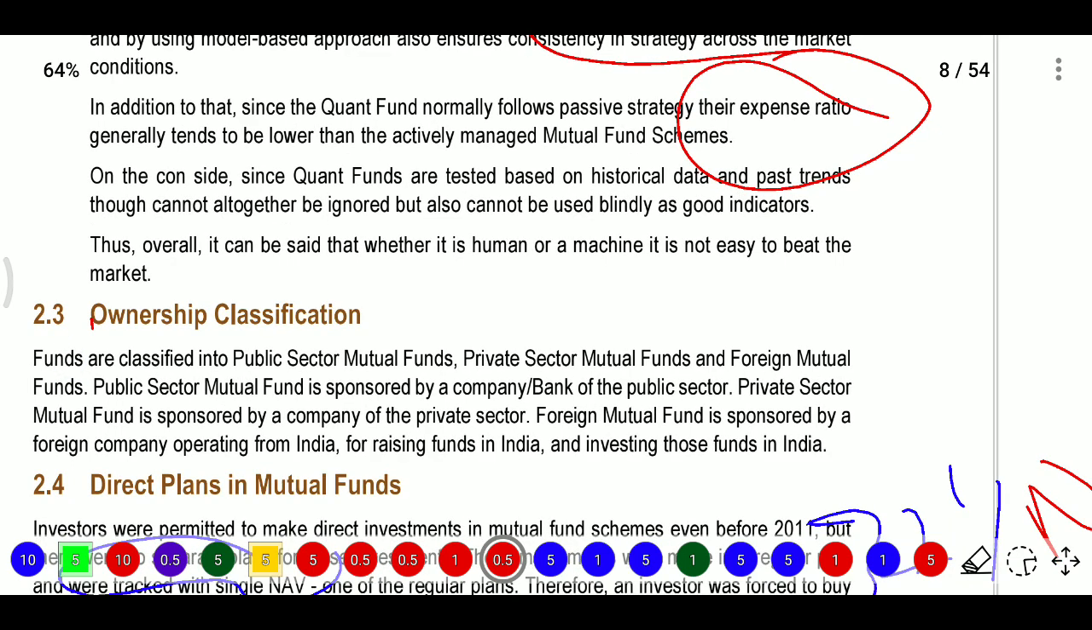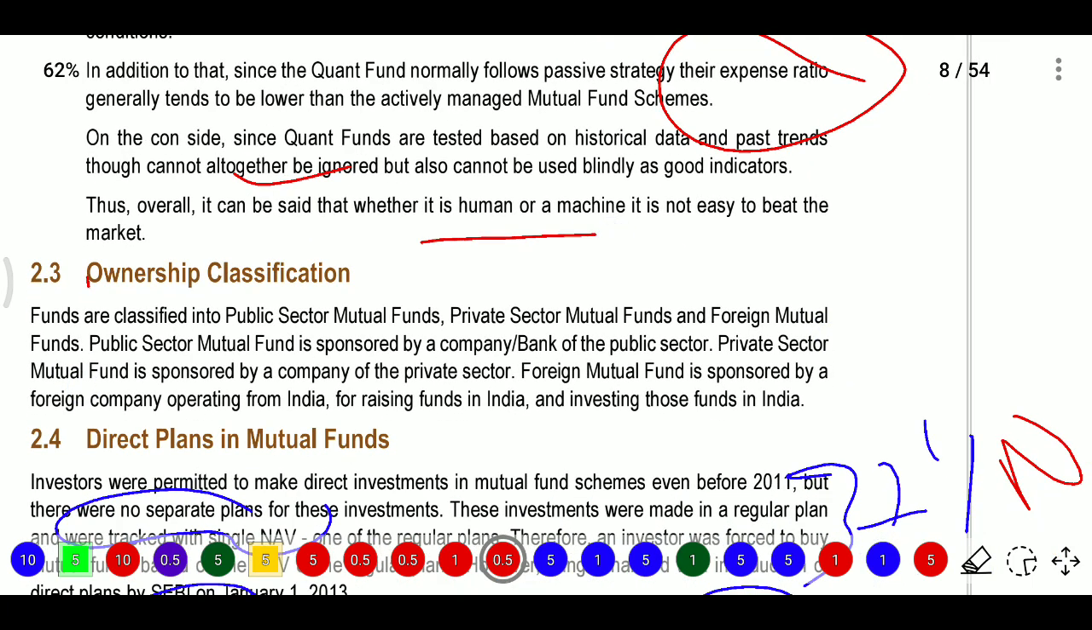On one side, since quanta funds are tested based on historical data and past trends, they cannot be altogether ignored, but also cannot be blindly trusted as a good indicator. It is not good to trust only that one. You need to have some idea, then only it will work properly. Overall it can be said that whether it is man or machine, it is not easy to beat the market, because the market works on some trends, some demand and supply. You cannot assume that whatever results you get, the market will work the same. The market won't work based on our data. We can take market data and come to a conclusion, but the conclusions may differ from person to person.